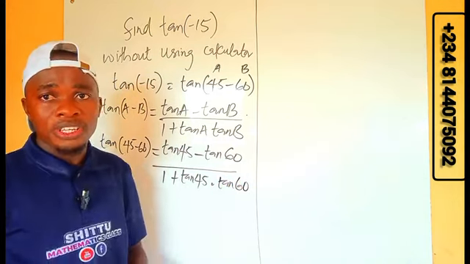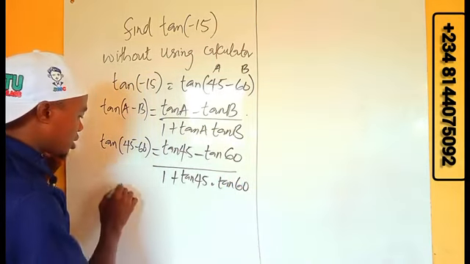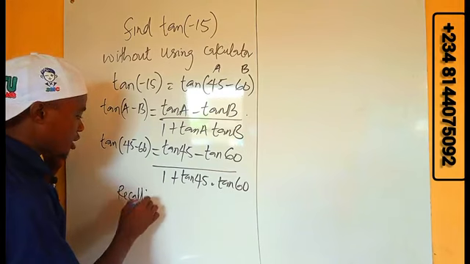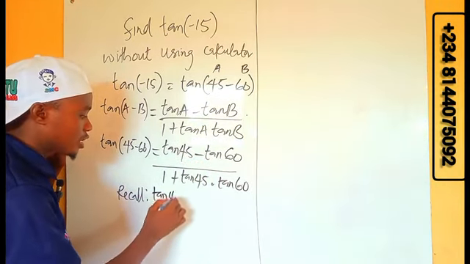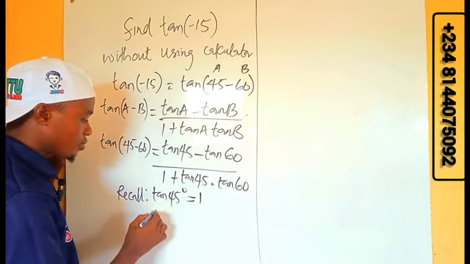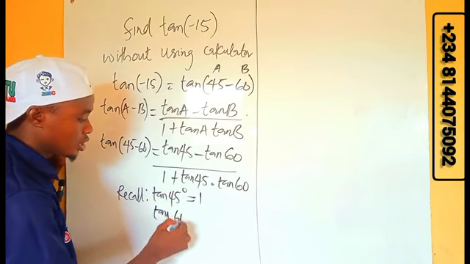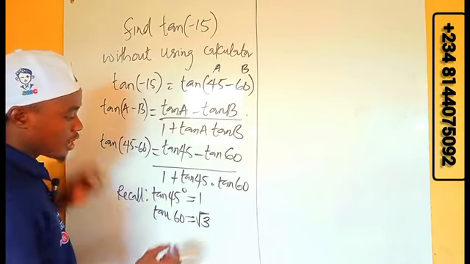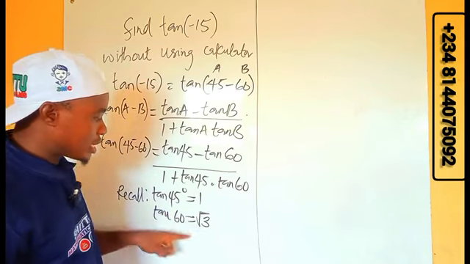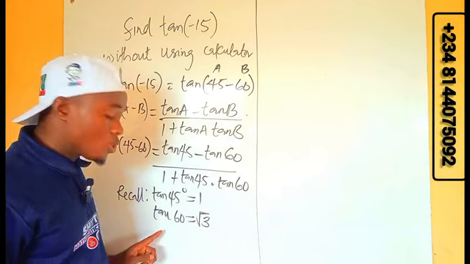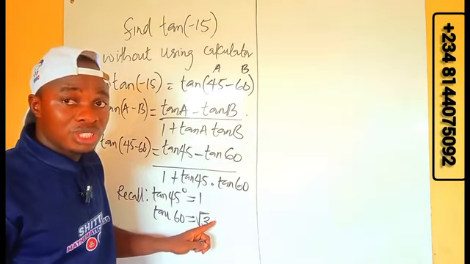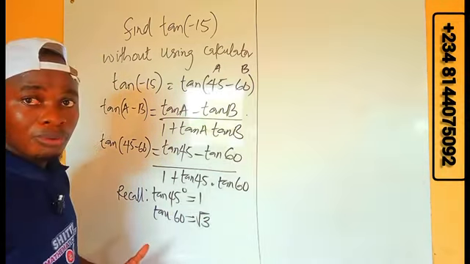So now from here, I want you to recall that 45 and 60 are special angles. So the tan 45 is what? It is 1, while tan 60 is what? It is root 3. So therefore you're going to replace this. Anywhere you see tan 45, we replace it by 1. Anywhere we see tan 60, we replace it by root 3, and from there we move on.